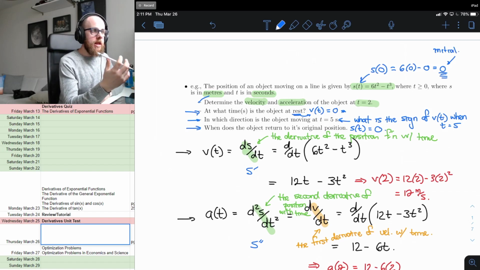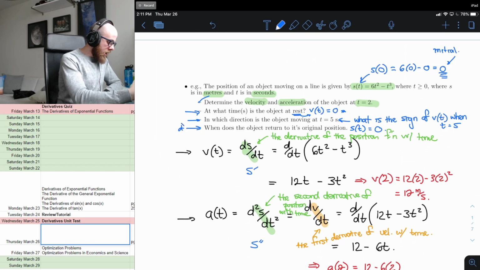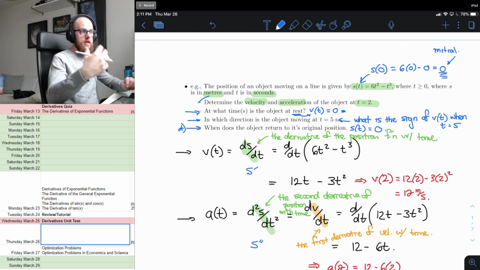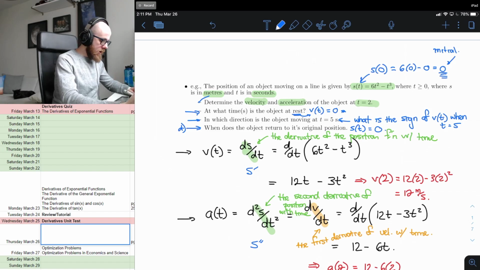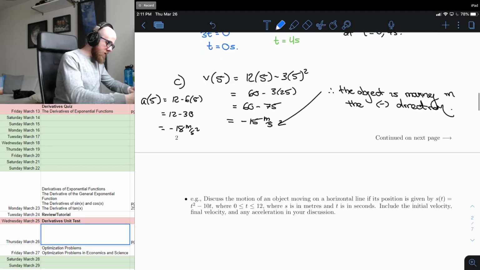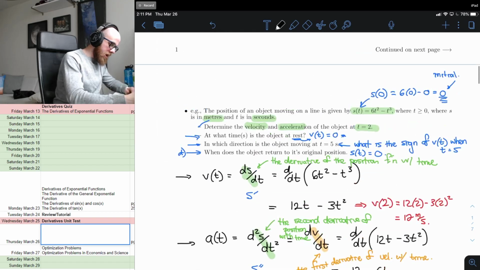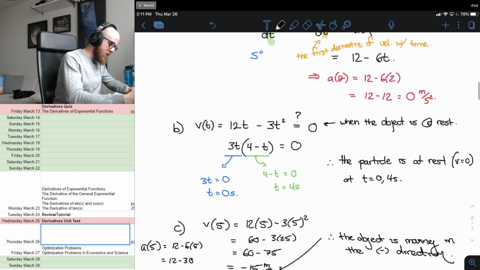So what I'm interested in this last part, this part D here, is I just want to know when the particle reaches a position of 0 meters again, okay? So let's wrap that up. So D, we want to know when our position function is equal to 0. So I'm just going to copy the position function, 6t squared minus t cubed.